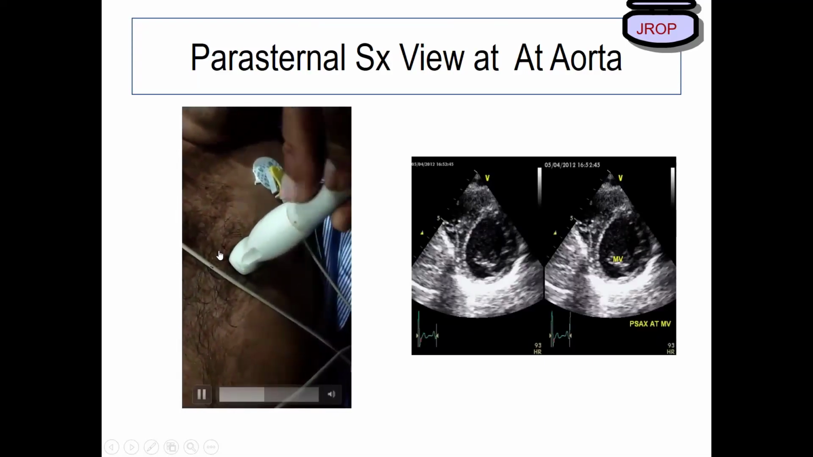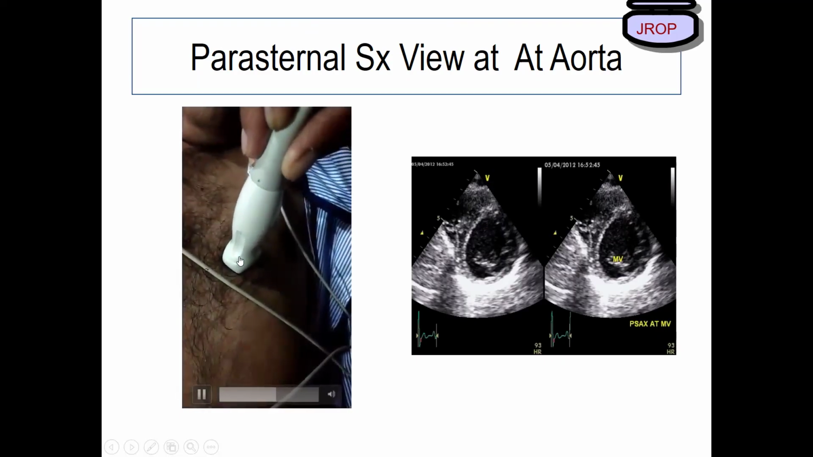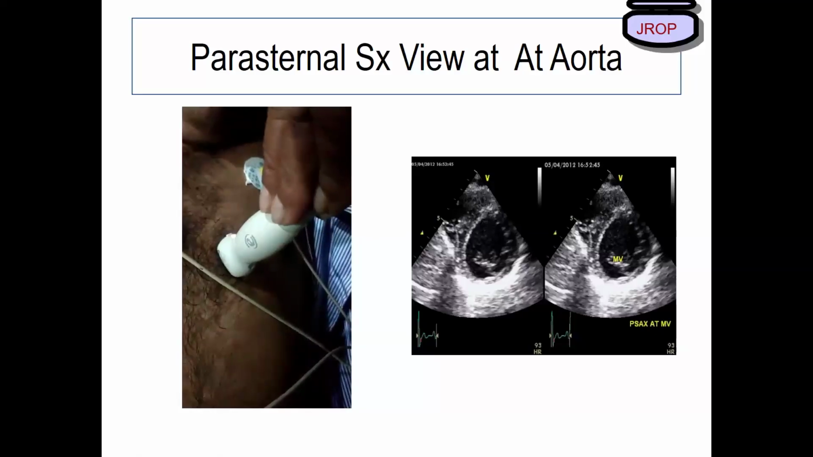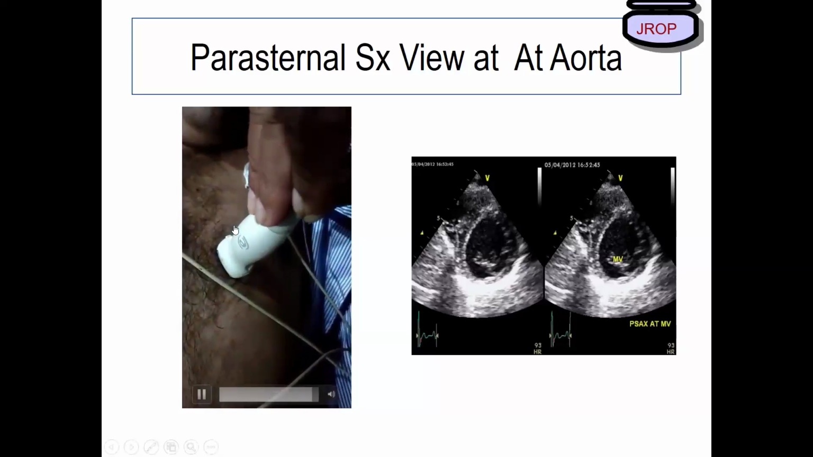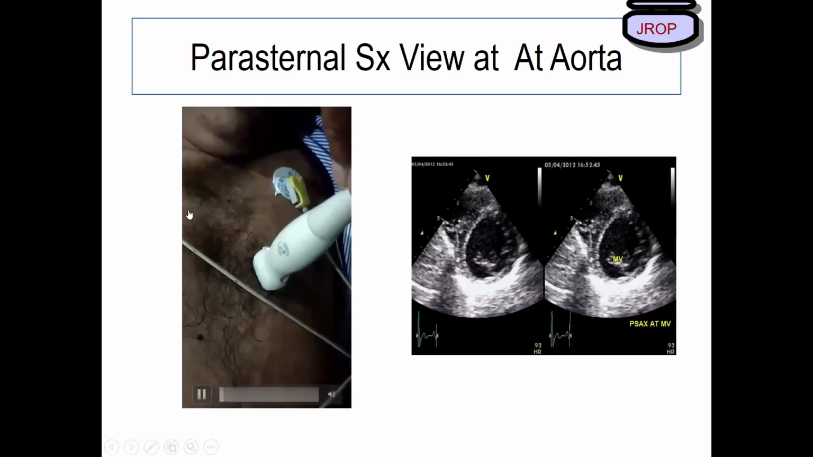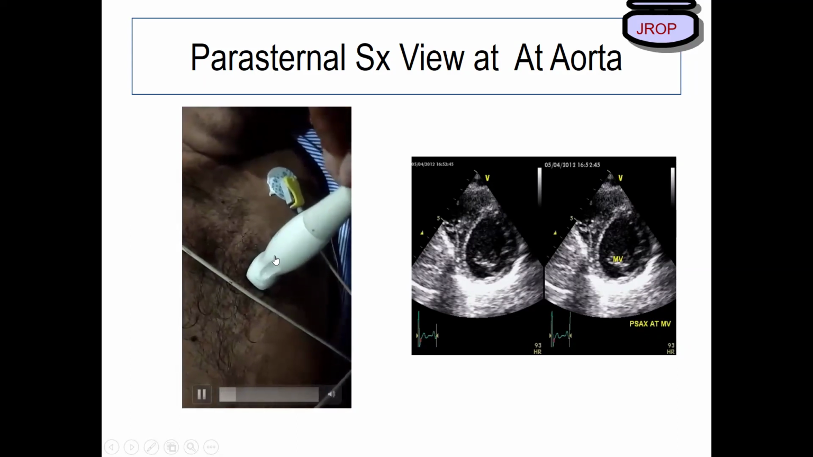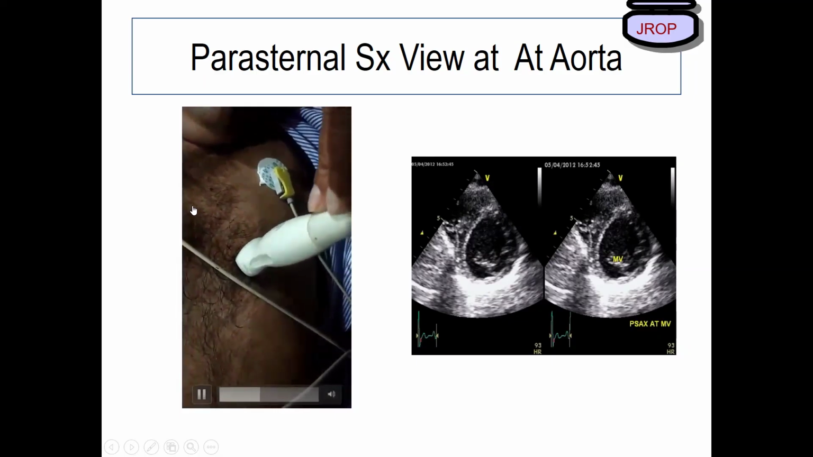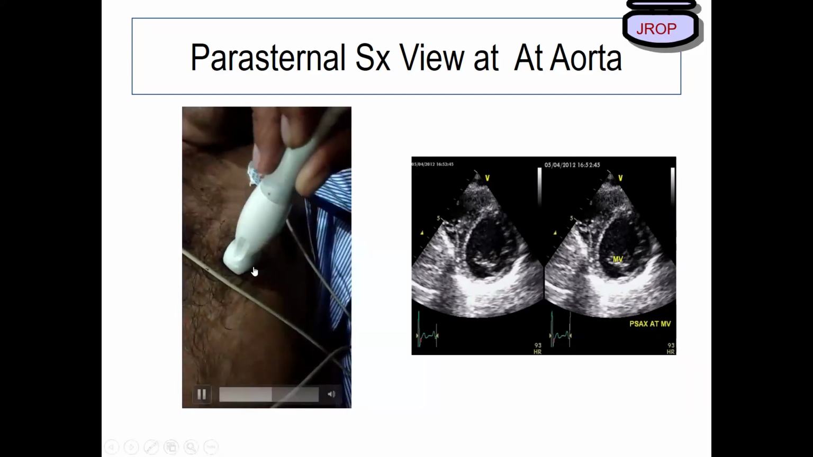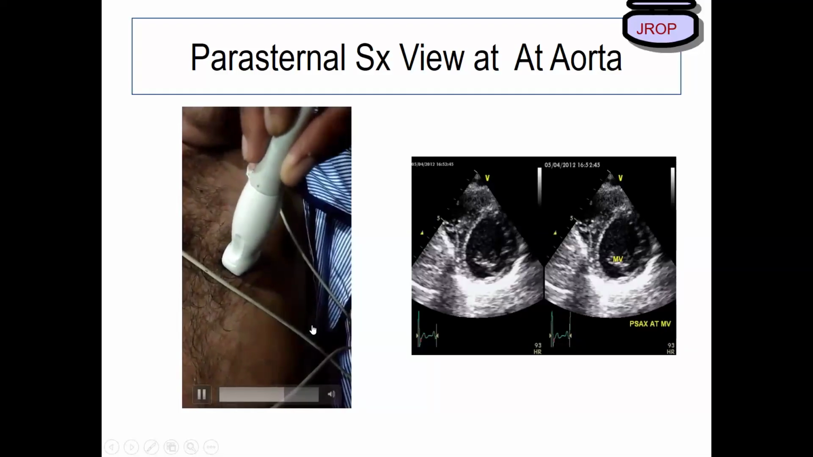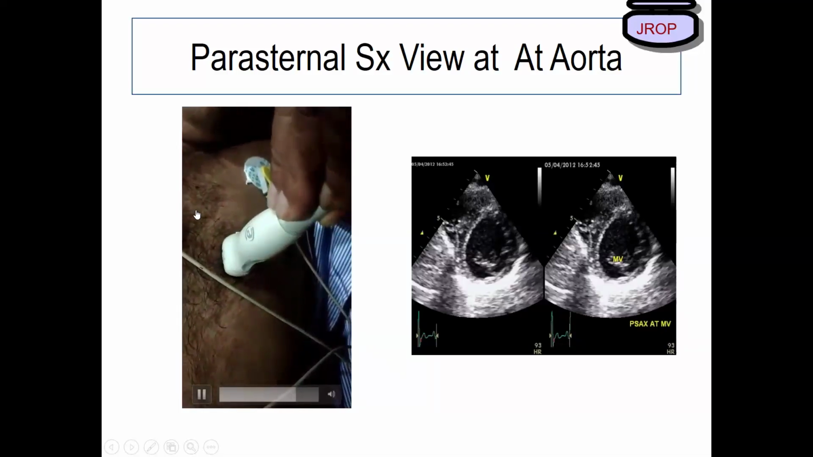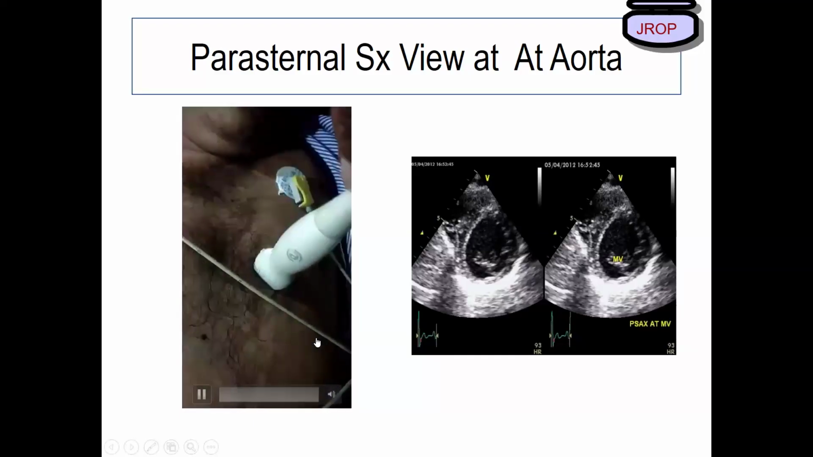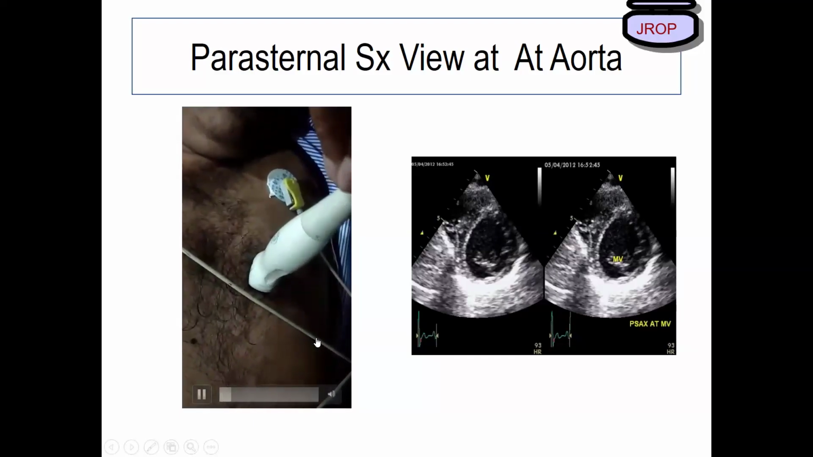Look carefully. This is the index marker at 11 o'clock position. Correct? Rotate 90 degrees at the same position. Let the footprint look toward the aorta. So we get the parasternal short axis view at the aorta. Then the footprint looking toward the apex, so we have aorta, mitral valve, papillary muscles, and apex. Look carefully again.